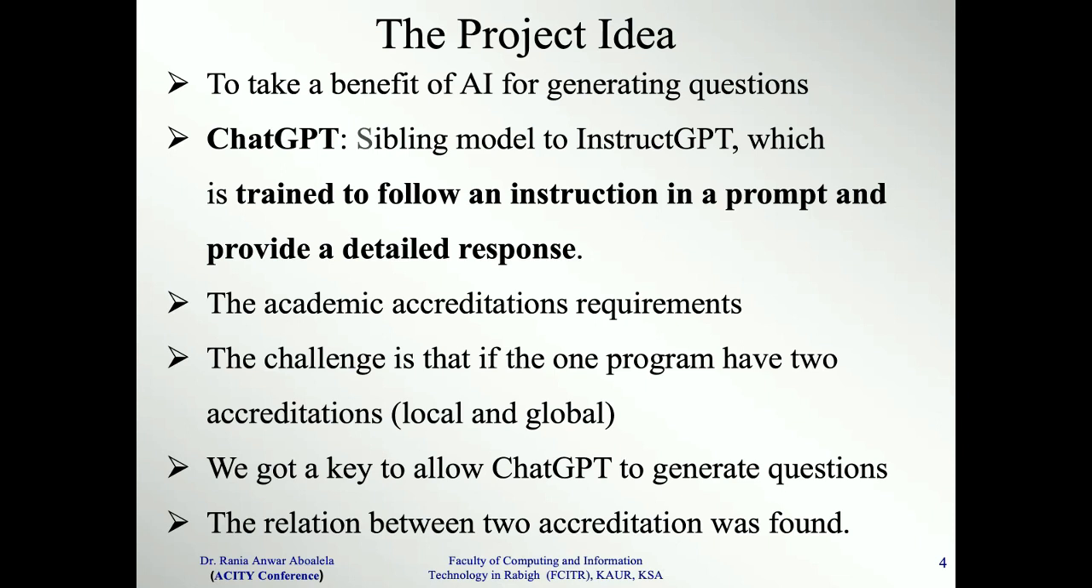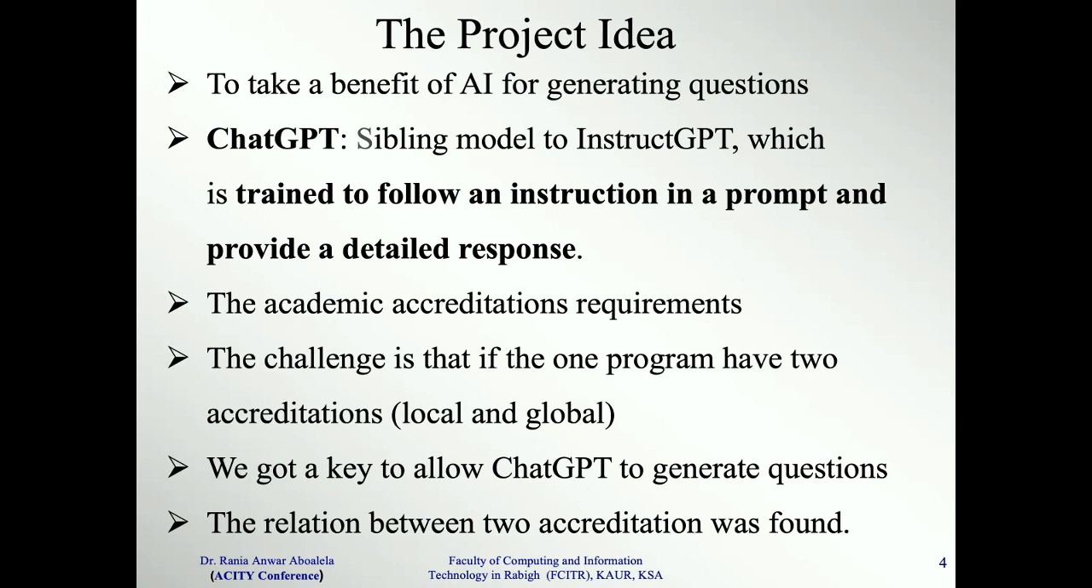What is ChatGPT? Does everybody know what ChatGPT is? ChatGPT is a sibling model to InstructGPT, which is trained to follow an instruction in a prompt and provide detailed responses. ChatGPT acts like a human, answering the questions and everything.